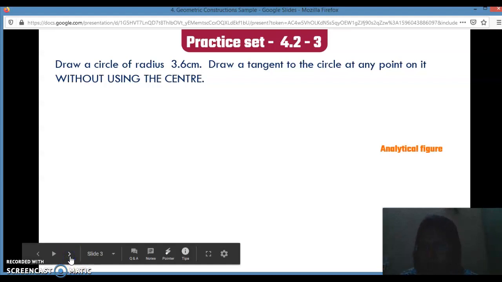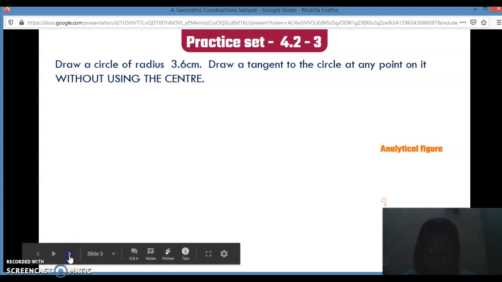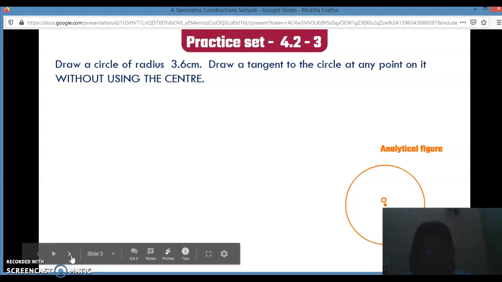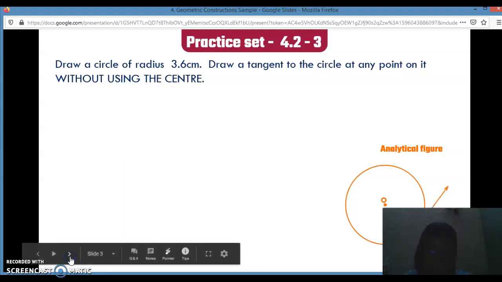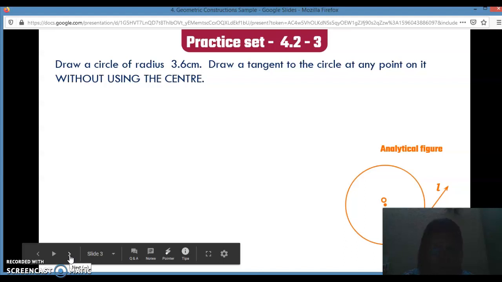So let us have a look at analytical figure. So what is our analytical figure? We need a circle with center O. It can be anything else. We need a tangent to the circle at any point on it. So let us consider any point on a circle M. And this is a tangent L at a point M on it.